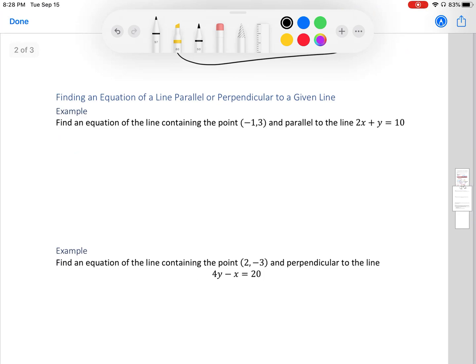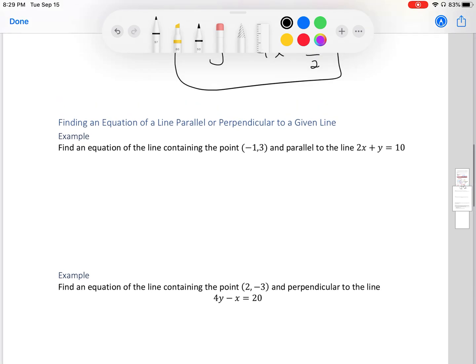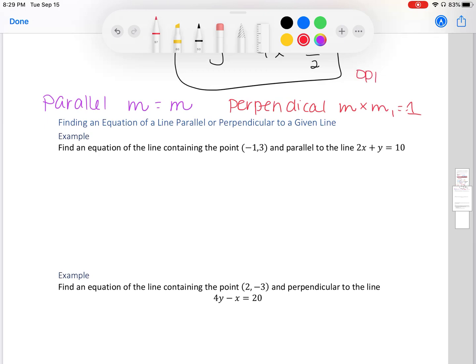Finding an equation of a line parallel or perpendicular to a given line. So before we begin, let's recall what it means to be a parallel line. Parallel lines are parallel because their slope is the same. Perpendicular, we know we have a perpendicular line because their slopes multiply to give you negative 1. They're opposite reciprocals. So you need opposite sign and reciprocals, meaning you flip your fraction.